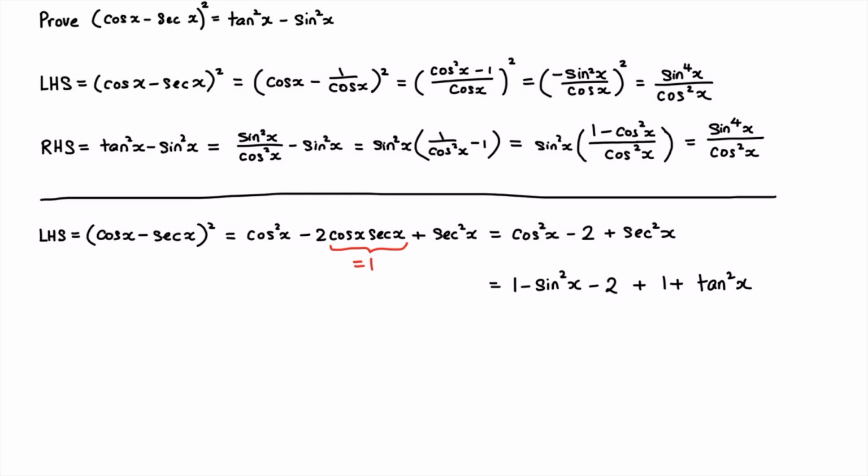And cos square x is 1 minus sine square x, and secant square x is 1 plus tangent square x, using these two identities. And if we simplify this further, we get tangent square x minus sine square x, which is the right-hand side. So this example shows that it's possible to prove an identity using different methods, and you should just try whichever one you find easiest.